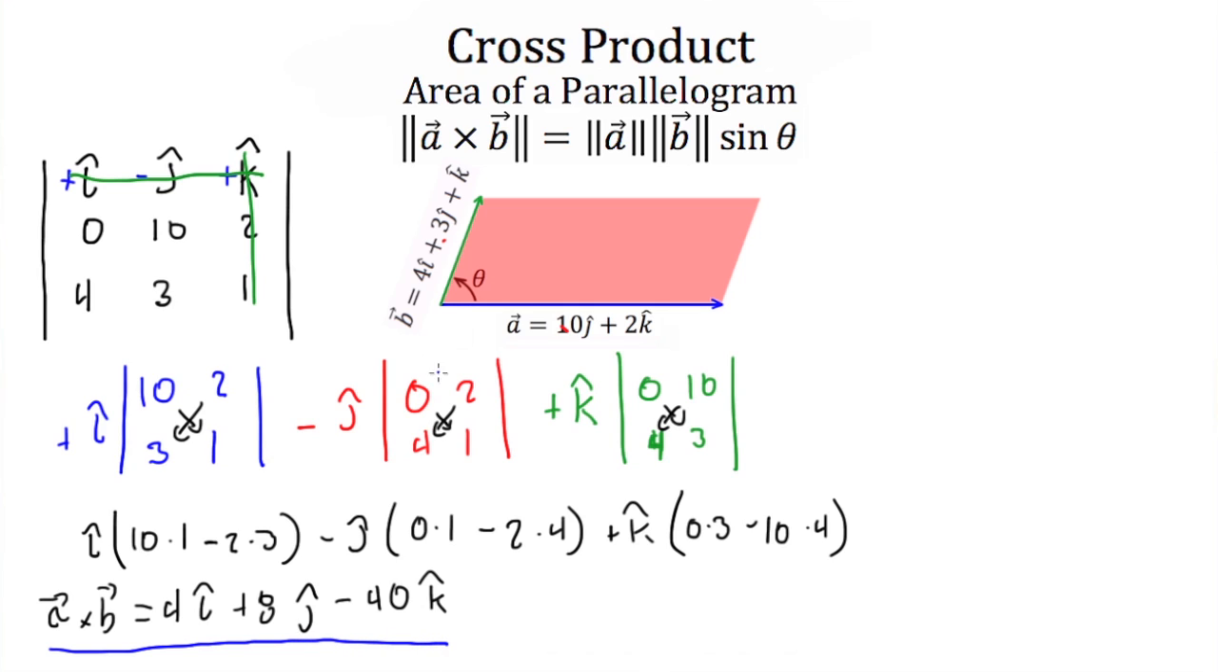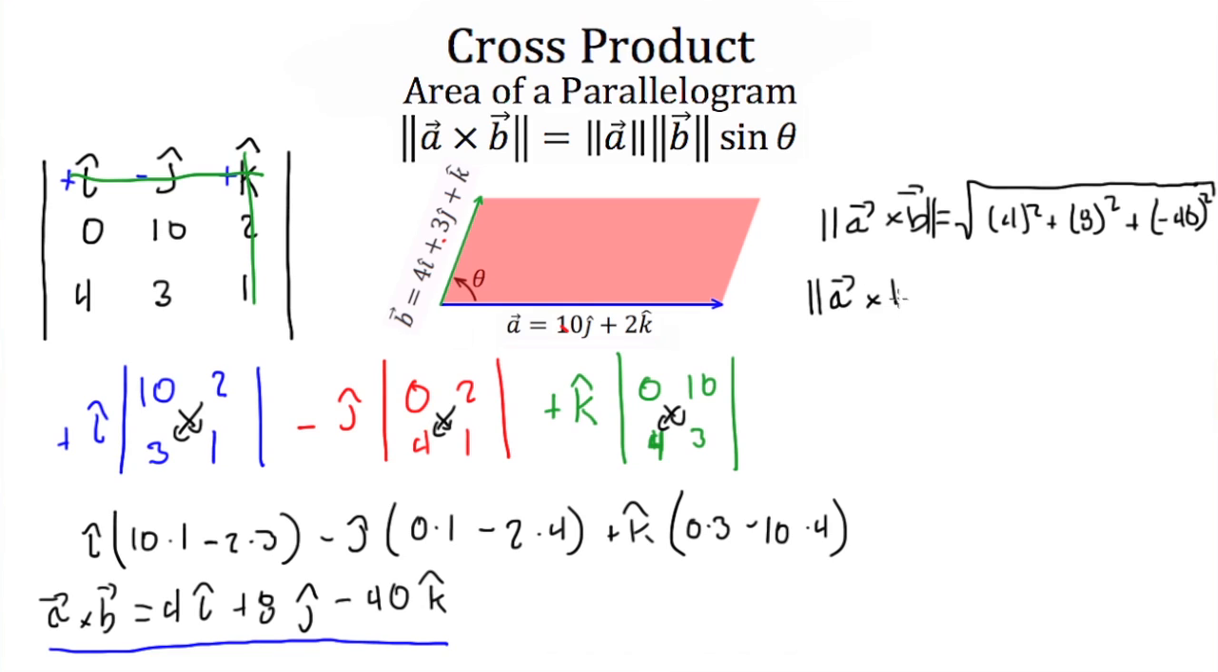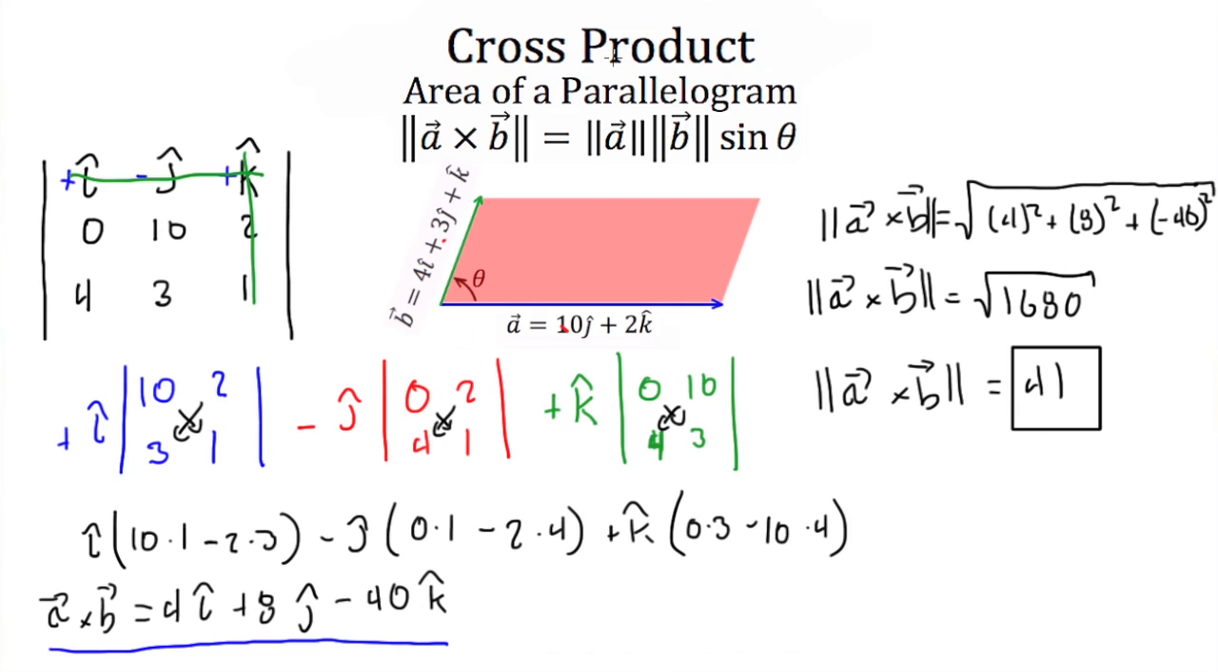Now if I want to find the area of this parallelogram, I need to find the magnitude of this cross product. So the magnitude of A crossed with B is equal to the square root of the amount it moves in the x, which is squared, so 4 squared, plus the amount it moves in the y, which is squared, so 8 squared, plus the amount it moves in the z, which is also squared, so negative 40 squared. That means the magnitude of vector A crossed with vector B is equal to the square root of 1,680. That also means that the magnitude of A crossed with B is approximately 41. A little bit less, but very close to 41. Which means the area of this parallelogram is approximately 41. Or you can say the square root of 1680.